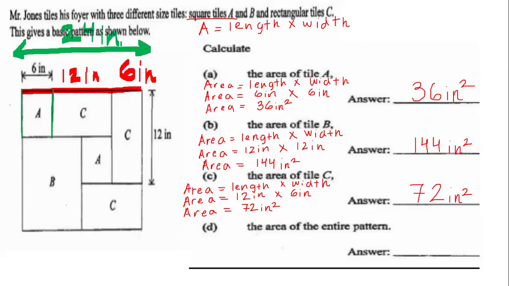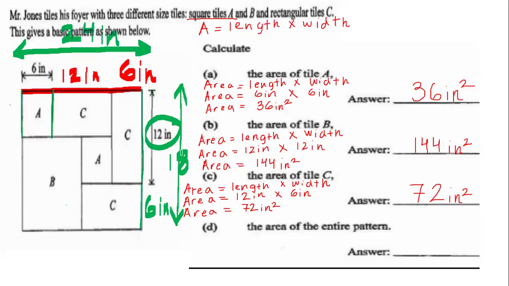I want to know what this side is. This whole thing is 12, so we can use 12. And then this is 6 inches. So that means that this whole thing right there is going to be 12 plus 6, which is what? 12 plus 6 is 18 inches. Very good.